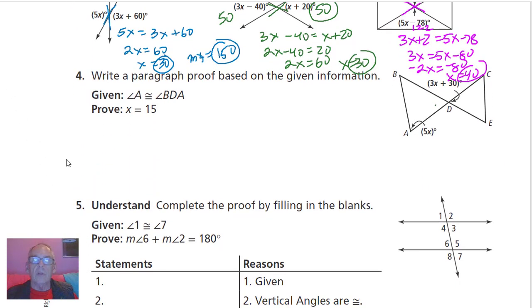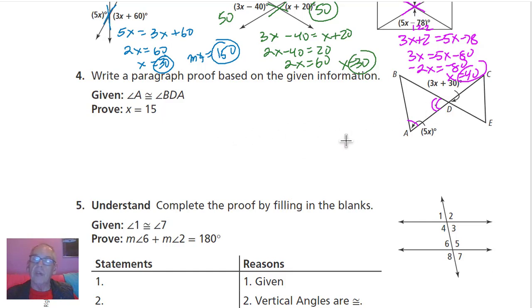Let's look at number 4. They want us to write a paragraph proof based on the given information. They're telling us that angle A is congruent to angle BDA. So BDA is this angle here. So these two angles are congruent to each other, which lets us say that 5x is equal to this angle, and these two are going to be equal to each other. So that's how the proof needs to go, and x should end up being 15.